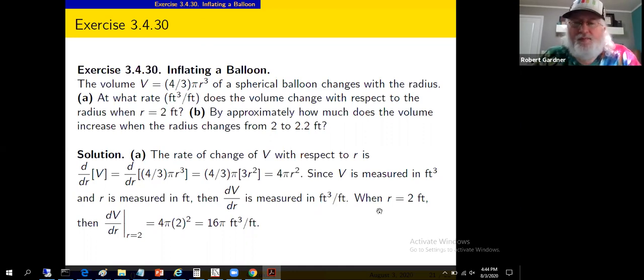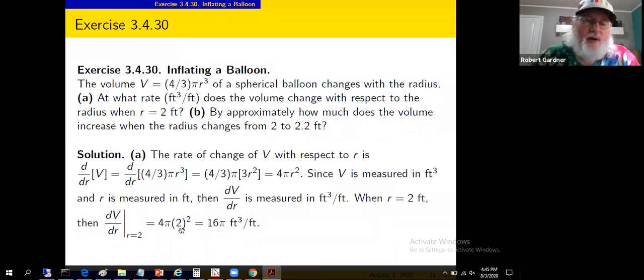When r equals 2, we're going to plug 2 feet into the derivative. I think this may be the first time we've used this notation, where we've got dV/dr, the derivative of V with respect to r, which we know to be 4 pi r squared. We're going to evaluate that at r equals 2. This little vertical line means evaluated at whatever you've written down here. We'll use this symbol a lot in chapter 5, and a little bit in chapter 3. But it means take the derivative and evaluate it at r equals 2.